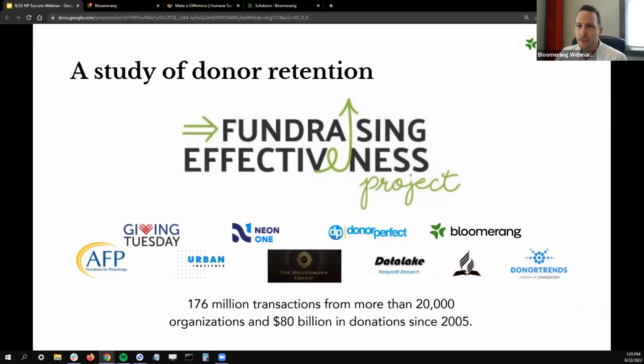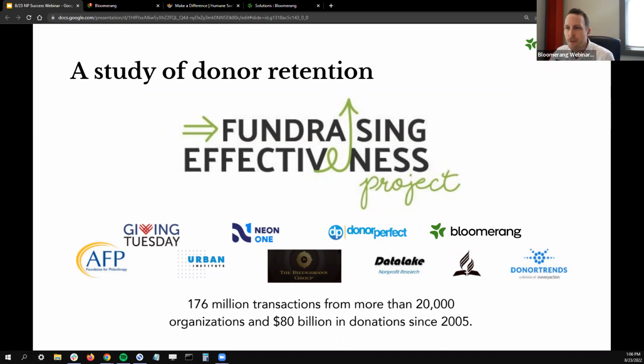So what is donor retention? Mainly, we're going to be looking at these numbers from the Fundraising Effectiveness Project, which you can see those logos down at the bottom. All of these organizations, including Bloomerang, but other CRMs, other fundraising tech, and you can see AFP is in there as well, have collaborated and brought together millions of transactions. So we're talking huge sets of data: more than 20,000 organizations, almost $80 billion worth of donations since 2005 to try to find trends in giving in the nonprofit space. And what they found is pretty amazing.